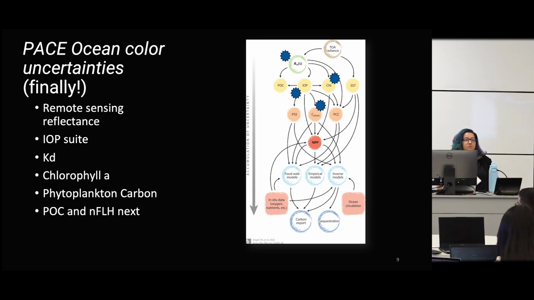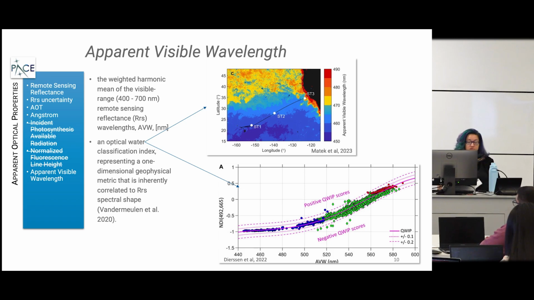This is just an example on the right-hand side of how the uncertainties accumulate in different estimates of the carbon fluxes in the ocean. They accumulate as you go from assumption to assumption. And we're providing these values now so that you can take them and put them in your models and so on. So I'm excited about them. Okay, let's go to the first suite. Apparent visible wavelength falls in the first suite.